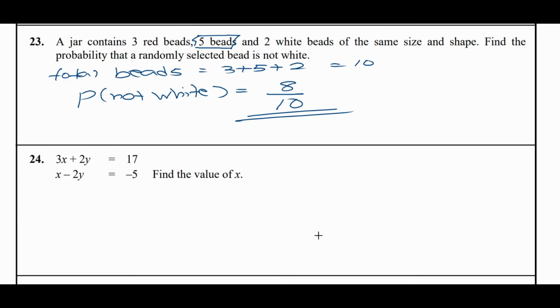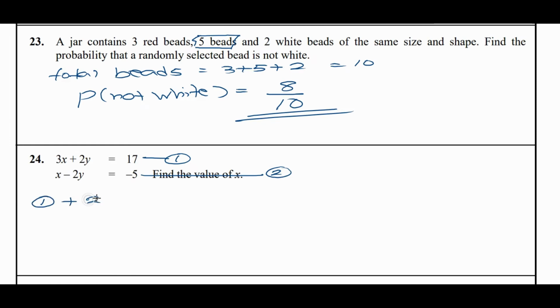Question number 24. 3x plus 2y equals 17. x minus 2y equals minus 5. Find the value of x. I am taking this one as equation 1 and this one as equation 2. Then I would like to add those two equations.